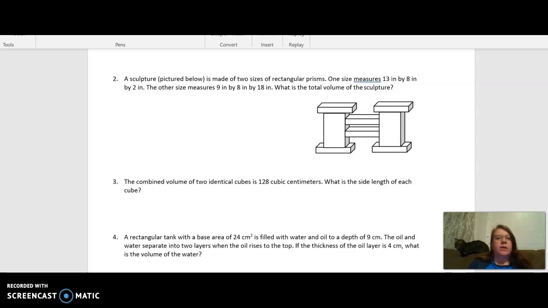And so let's look at question number 2 on the second page of your math and let's read that. Question 2 says, a sculpture pictured below is made of two sizes of rectangular prisms. One size measures 13 inches by 8 inches by 2 inches.